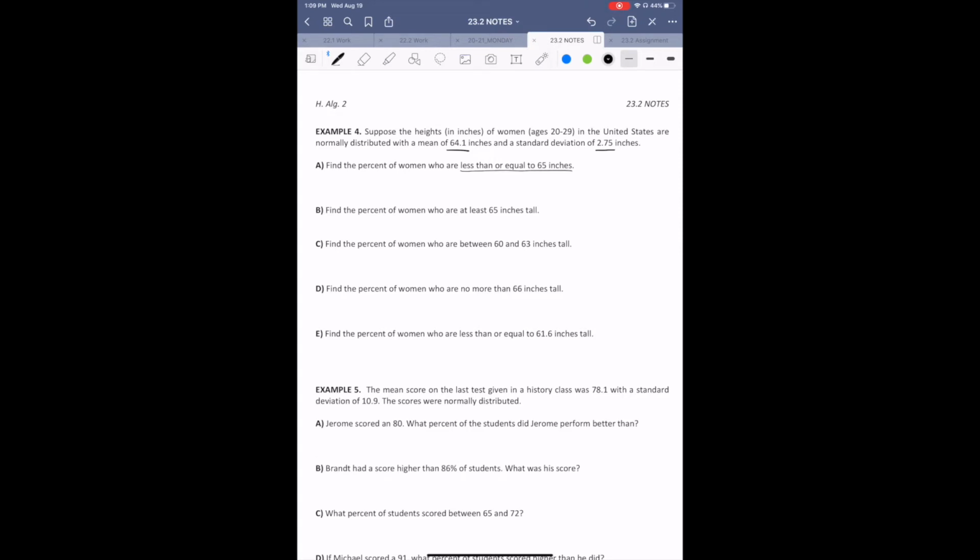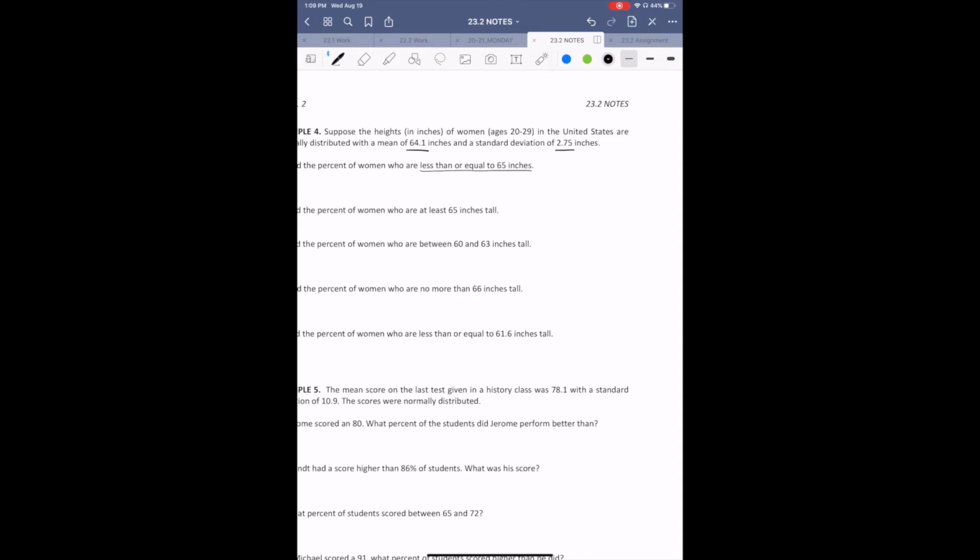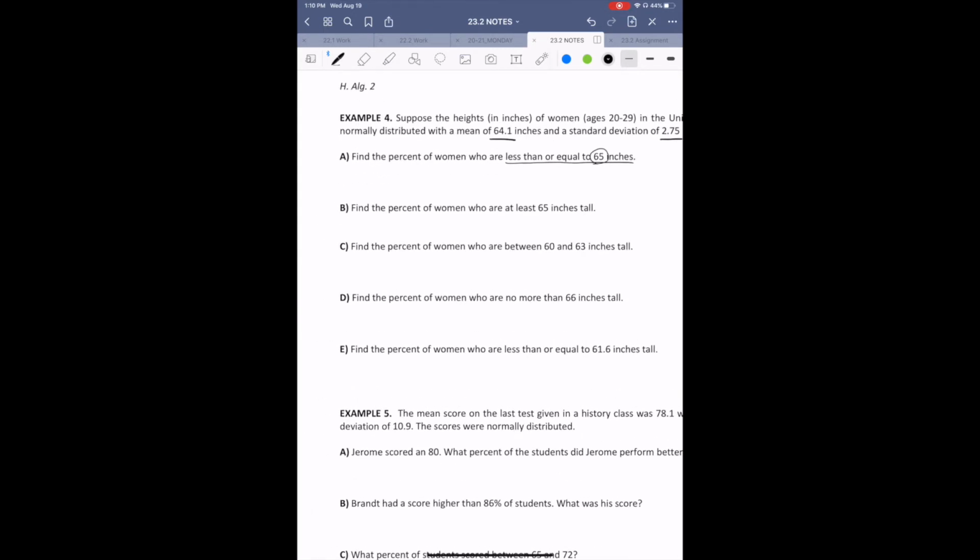Okay, now when we think of our standard normal bell curve, you have to create the z-score in order to identify these given values because 65 inches is not in the standard deviation, right? If you create a bell curve, that means you have 64.1 in the center plus 2.75 takes us all the way up to 66.85. That's not 65, so we need to find a z-score.